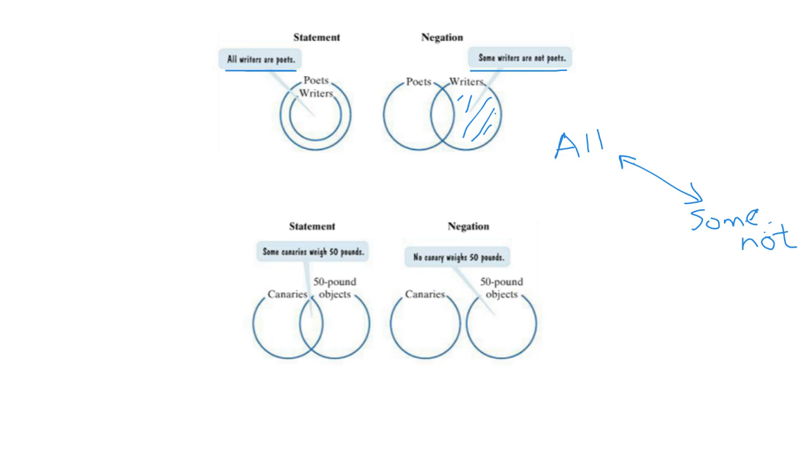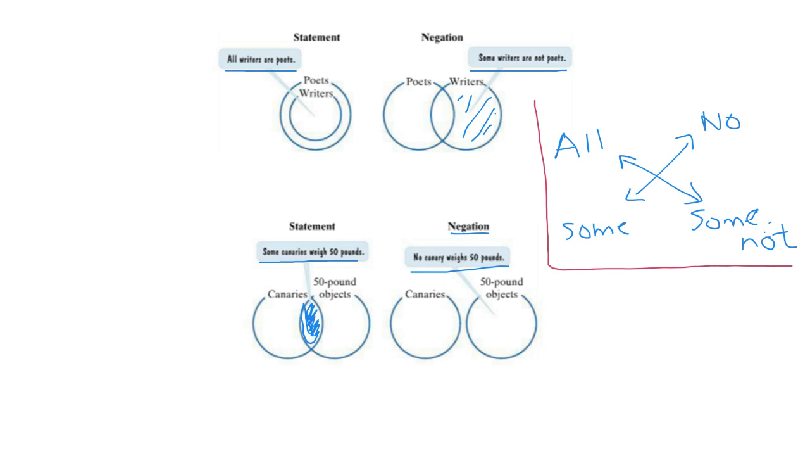All right, let's take a look at the second example. It says some canaries weigh 50 pounds. And so they're describing this area of intersection where some canaries weigh 50 pounds. The negation for that, remember when it says the word some, the negation of that is to change it to no. So when you separate the two circles, as in the negation part of it, you get no canary weighs 50 pounds. No canaries weigh 50 pounds. So it would be a good idea to add this little description onto your notes or formula sheet, because this is probably the area that will help you rewrite your statements into negations.